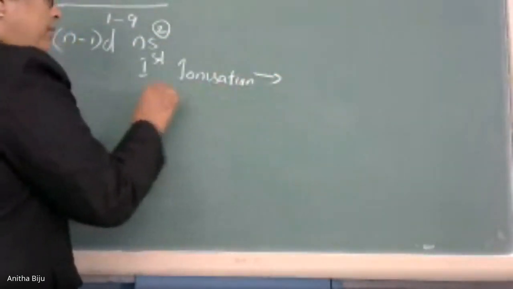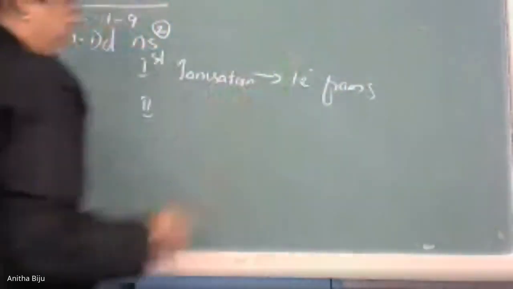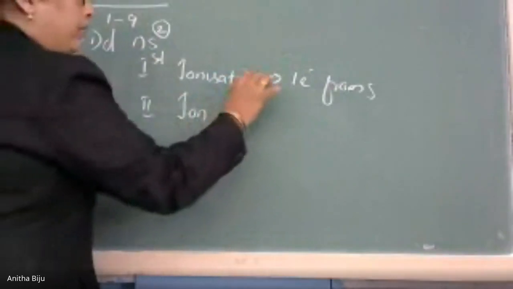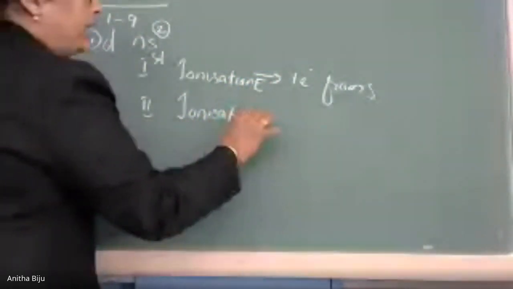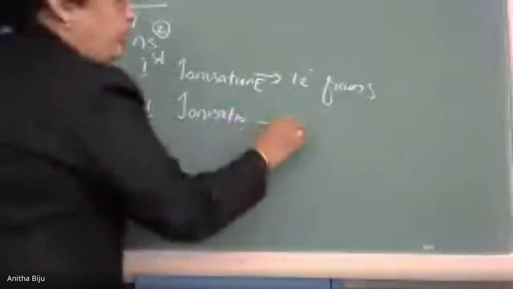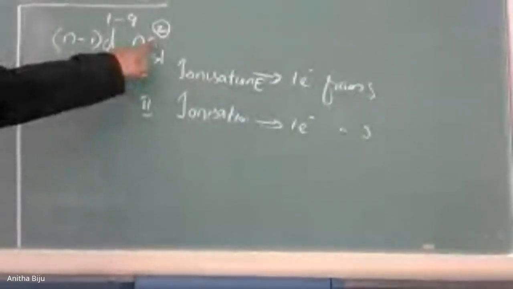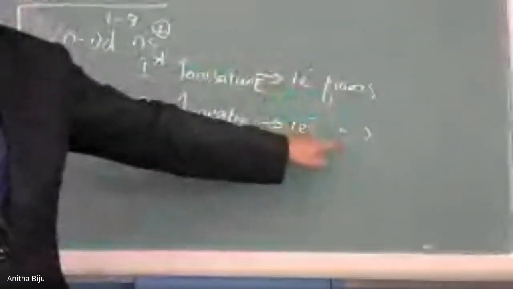Second ionization means first electron from S. Second ionization enthalpy means they have to take one electron again from S, because S is capable of accommodating a maximum of 2 electrons. So first ionization, one electron is removed. Second ionization, second electron also removed.